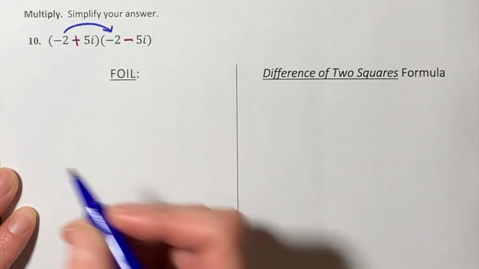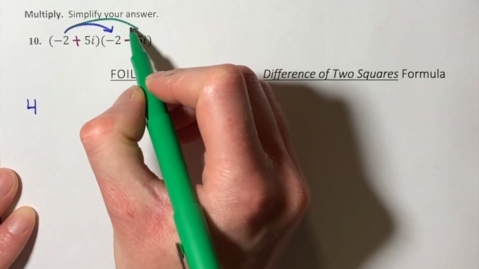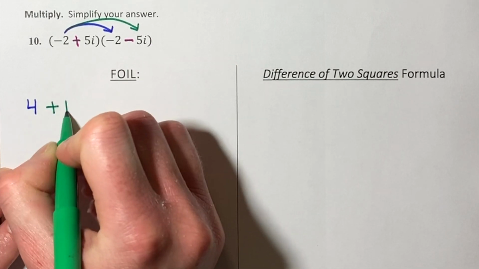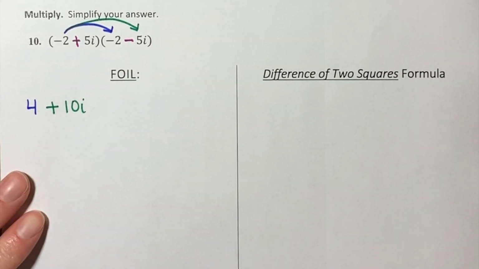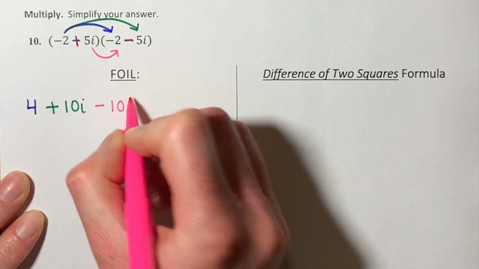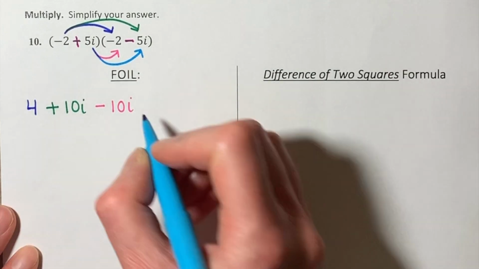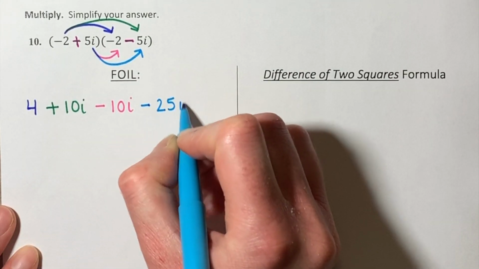Negative 2 times negative 2 will give us positive 4. Then we do the outer. Negative 2 times negative 5i will give us a positive 10i. Then we do the inner. 5i times negative 2 will give us negative 10i. And then we do the last. Positive 5i times negative 5i will give us a negative 25i squared.